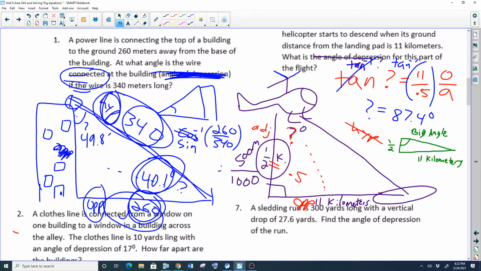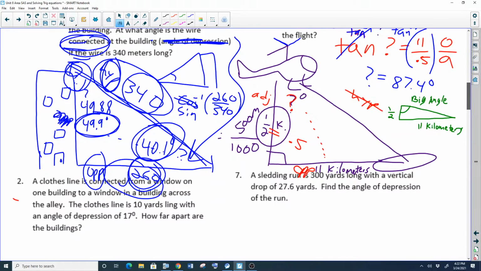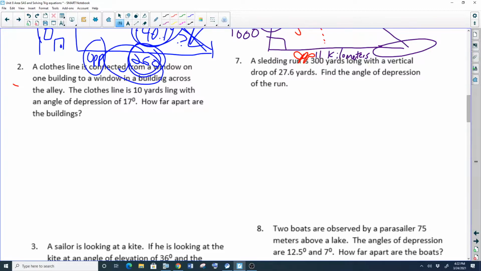I'll probably accept either of those answers for number one at this point. Rounded to the nearest tenth is 49.9 degrees. I left them both as correct for now while we understand this problem better. If it was asking for the angle of depression, it would be this angle. But we're trying to get the angle where the wire is connected at the building, that would be this angle. Beautiful.